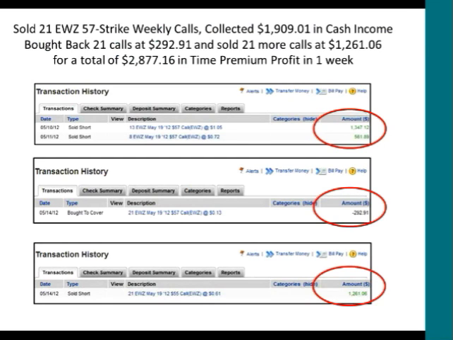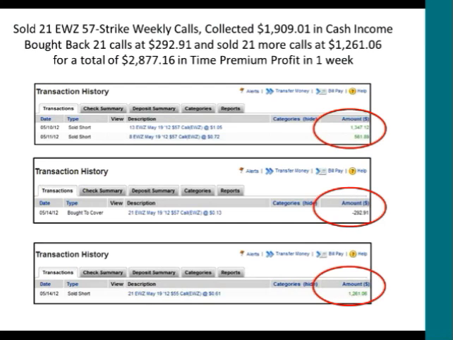And here's some more examples. When I sold the EWZ call options, I sold the 57 strike, and the EWZ traded below 57, and it was declining pretty rapidly. So what I did is I bought back those short calls, and I sold additional calls all within the course of a week, which allowed me to actually collect 2 option premiums in 1 week.